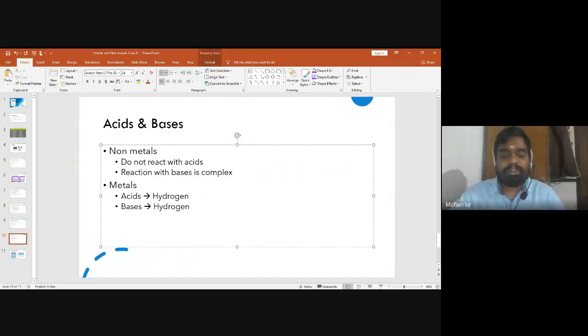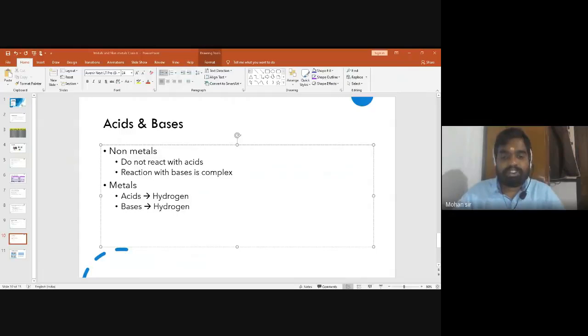I assume that you people have done these experiments. If you have not done them, definitely when physical classrooms start, I'll try to show you these things. See, non-metals generally do not react with acids, I've already told you. Metals react with acids and produce hydrogen gas that burns with a pop-up sound.